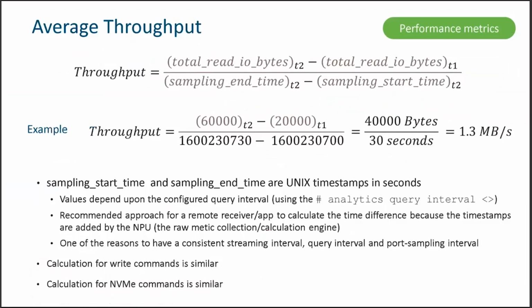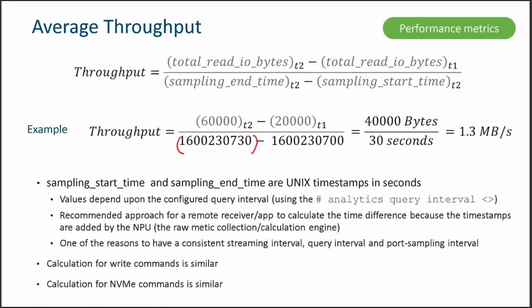Okay, so that's IOPS. How about throughput? Exactly the same logic. We don't calculate throughput directly. We have a metric called total read IO bytes and total write IO bytes. We take a time difference, divide by time, and then we get a value. In this example, let's say at T2 I have the value of 60,000, and at T1 I have a value of 20,000. I take a difference, that gives me 40,000, and divide by 30, because the difference between these two timestamps should be 30. And I get 1.3 megabytes per second. This is the logic used by SAN Insights.